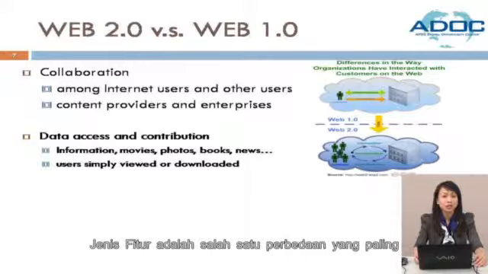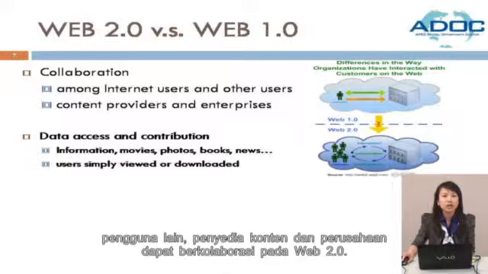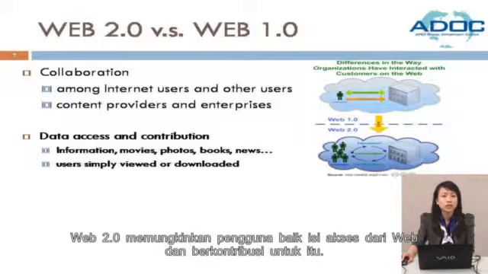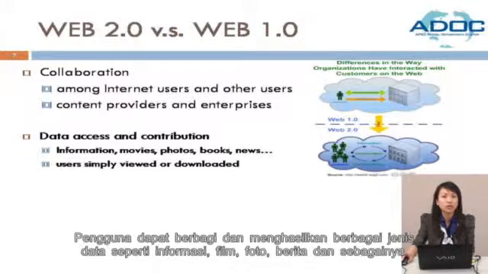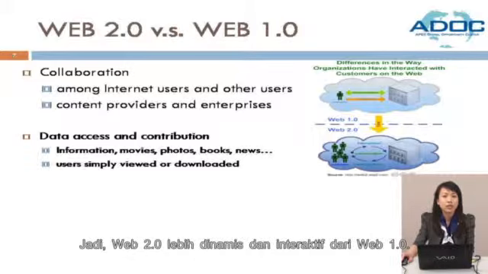This kind of feature is one of the most significant differences between Web 2.0 and the traditional World Wide Web. Internet users, other users, content providers, and enterprises can collaborate on Web 2.0. On Web 2.0, users both access content from a website and contribute to it. Users can share and generate different types of data such as information, movies, photos, news, and so on. Also, users can simply interact with, view, or download other users' data. Thus, Web 2.0 is more dynamic and interactive than Web 1.0.